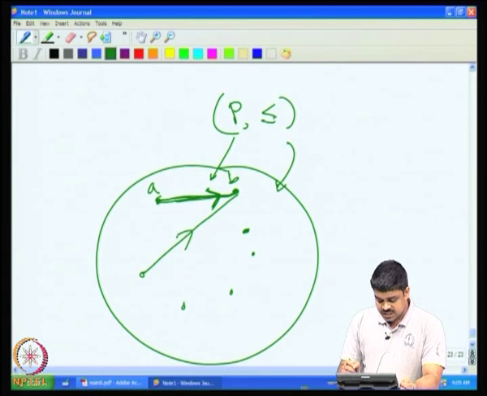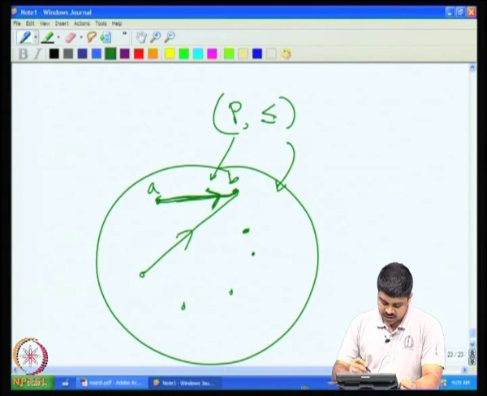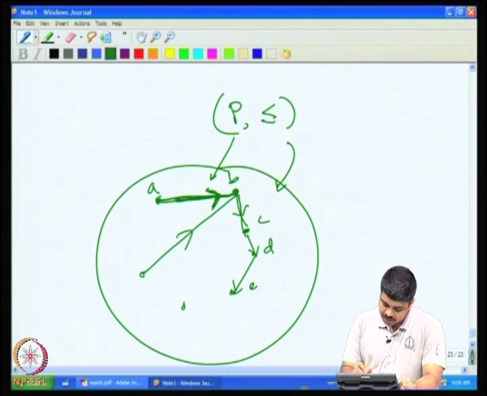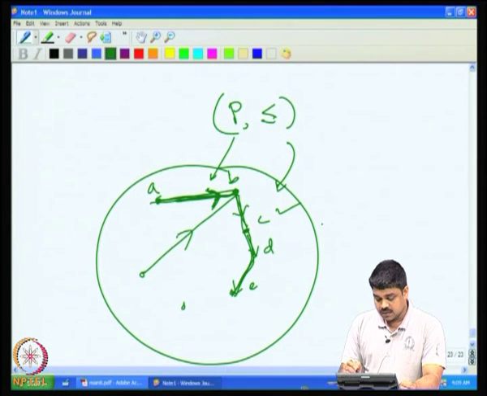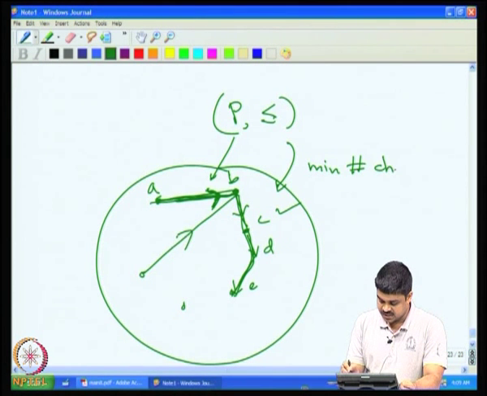So, what we are interested in now is this question. I want to cover the elements of the partial order with the minimum number of chains. How will a chain look like here? Say A is related to B, B is related to C, C is related to D, D is related to E, like that. I will get a directed path starting from A to B to C to D to E, like that. So, I want to cover the elements of the partial order with the minimum number of chains.